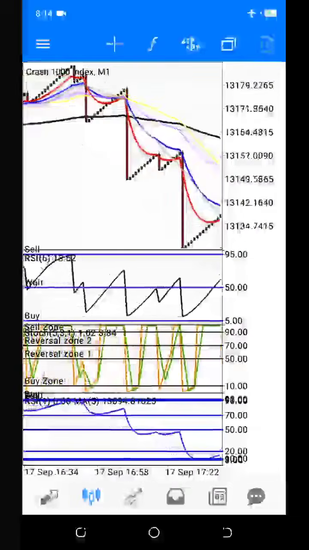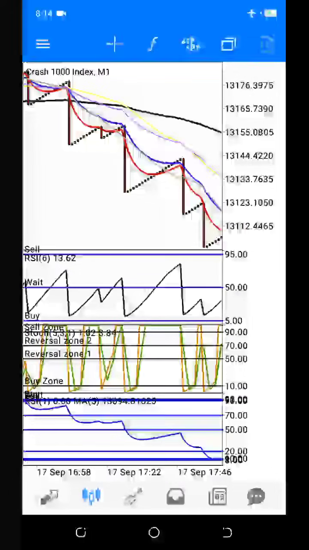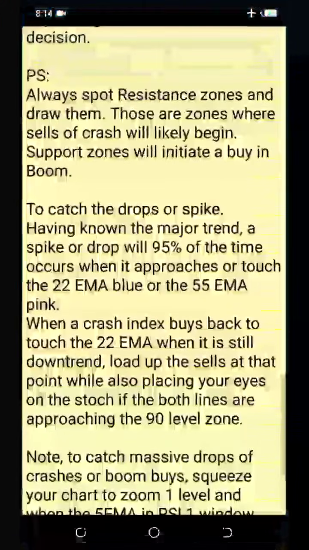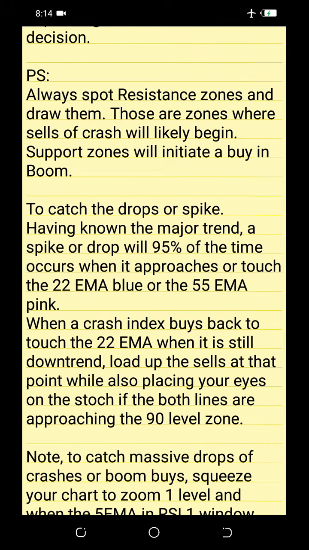Let's just say every time it touches the blue, you just want to catch a spike, just place your sell. Use a good lot, it will drop. You close. Wait for it to pull back and touch the blue. You place a good trade there, it drops. Just like that. That is for those who want to trade spike. You don't really have a pattern. That's not trading for me. But I just had to put that up here.